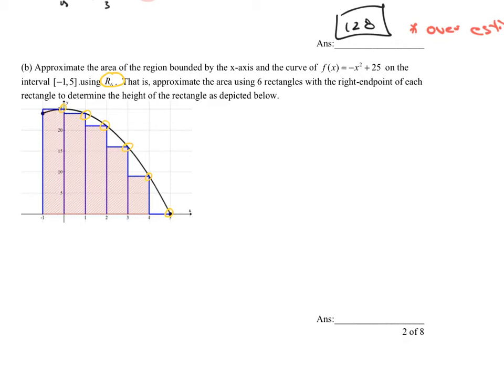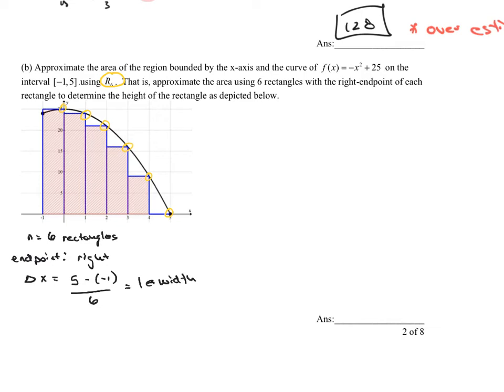Okay? So let's take a look at this. Again, let's think about how many rectangles it wants. It wants 6 rectangles. Next thing I want to consider is which endpoint they want. They want us to use the right endpoint. We're going to need to do that. Then we need to know the width of every single rectangle. Again, remember to find the width of the rectangle, you take the right endpoint, which was 5, minus the left endpoint, which was -1, divided by the number of rectangles, which was 6. So this would give me 6 divided by 6, which is 1. So this is our width right here.